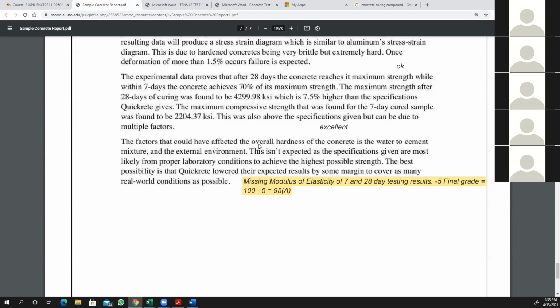The factors that could affect the overall hardness of the concrete are the water-cement mixture and the external environment, which means that in this report, I believe 2018 or 17, our curing humidity chamber was not working. We kept the sample in the mechanics of materials lab under the sink. We were giving it water when we saw that water was not present on the concrete sample, which shouldn't be the case. You should keep it at a certain humidity, 80 to 85%.